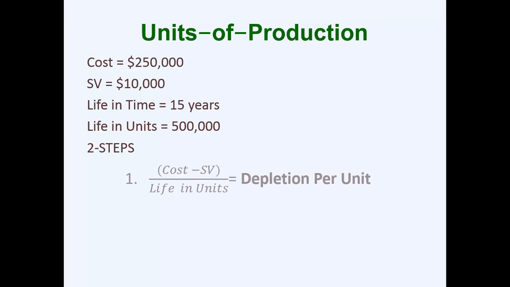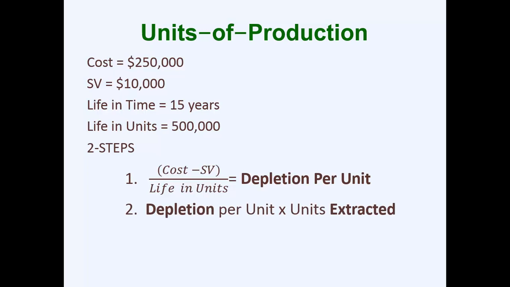Looking at an example, it is 2 steps. First, cost minus salvage divided by life in units gives you depletion per unit. Then step 2, multiply that by actual units extracted. Very similar to, or actually identical to, the units of production for depreciation, but this is a natural resource so we call it depletion.